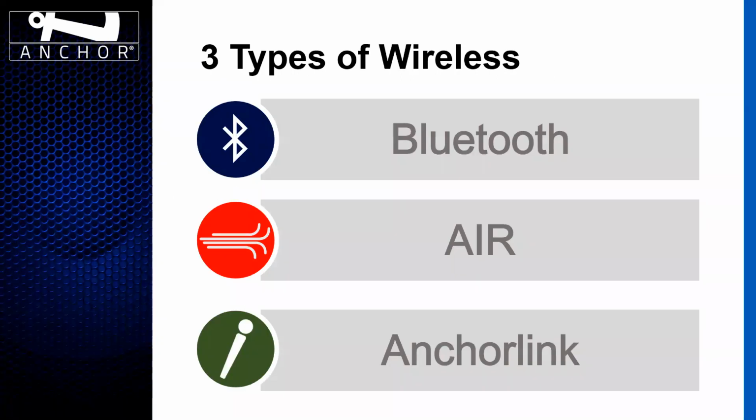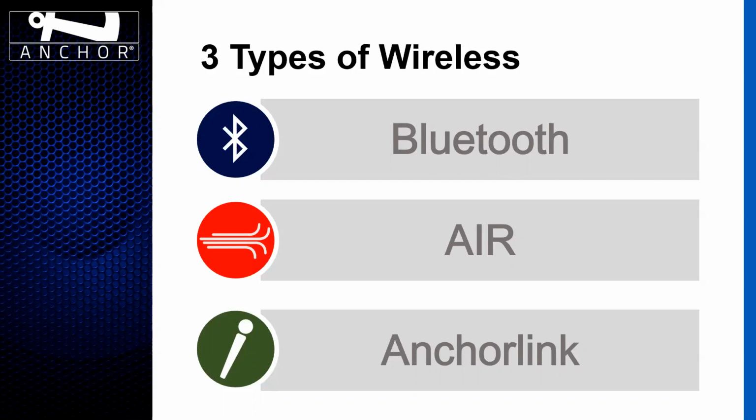One of the great things about Anchor Audio is the all-in-one solution that we offer, which is very helpful in terms of setting up, transportability, and operation. But that all-in-one solution can provide some complexity, given that so much is happening in one sound system. In fact, depending on what features you get on our sound systems, you could have up to 3 completely different wireless technologies. Those would be Bluetooth, AIR, and AnchorLink.